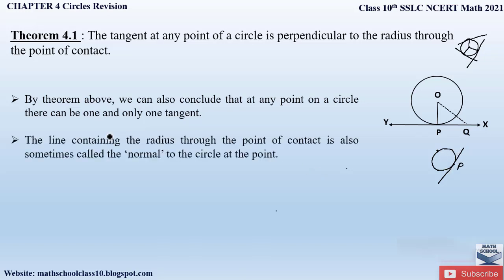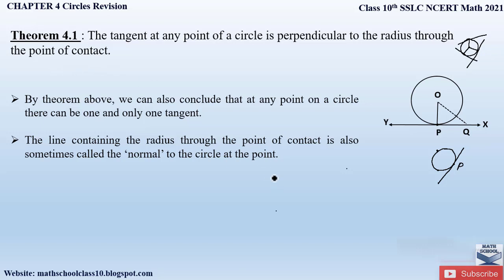The second important point is that the line containing the radius through the point of contact is also sometimes called the normal to the circle at the point. So here, which is the point of contact between the circle and the tangent? This is the point of contact. At this point of contact, the radius is also called the normal to the circle at the point P. This is the normal, or perpendicular, to the tangent XY, or it is the normal to the circle at point P. So this is theorem number 4.1.